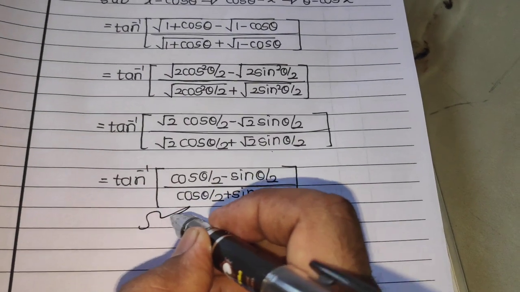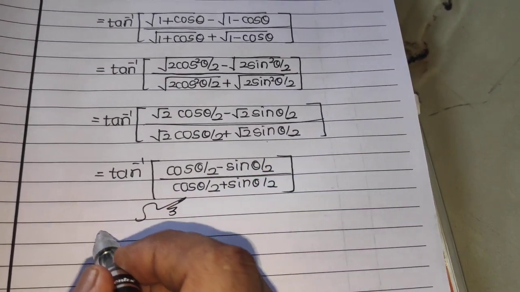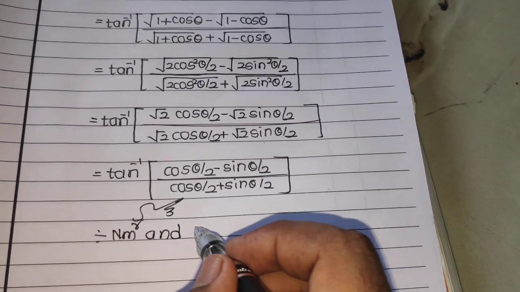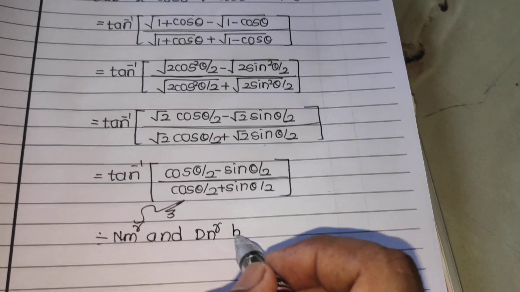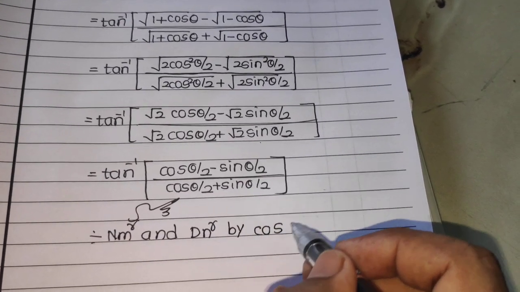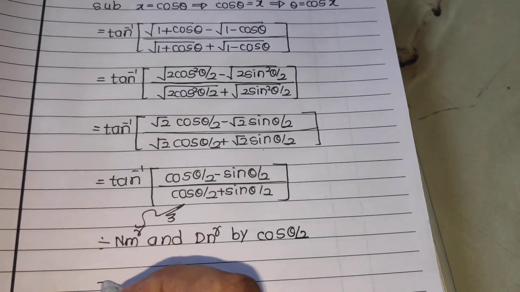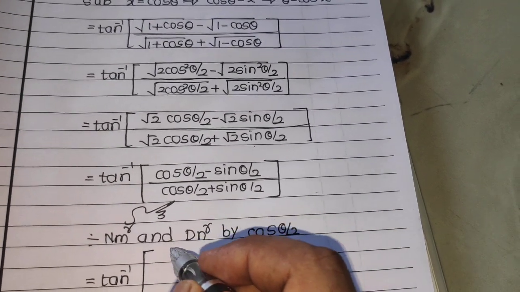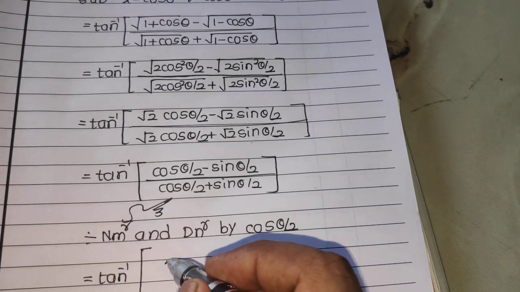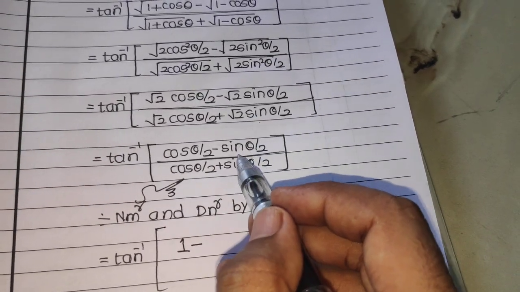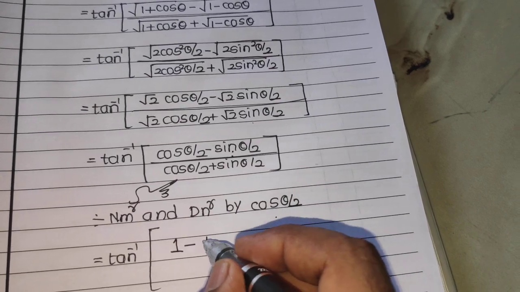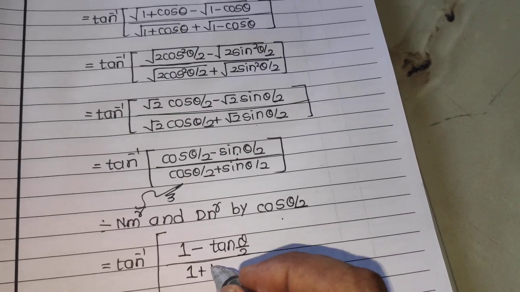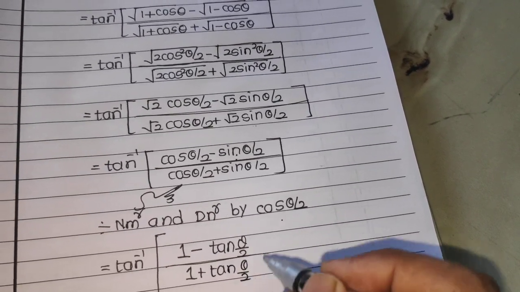We shall definitely get 1 over here, as we know. So divide numerator and denominator by cos of theta by 2. This shows tan inverse of, if I divide by cos theta by 2, I get 1 over here, and sin theta by 2 upon cos theta by 2 will be tan theta by 2. So 1 minus tan theta by 2 upon 1 plus tan theta by 2.